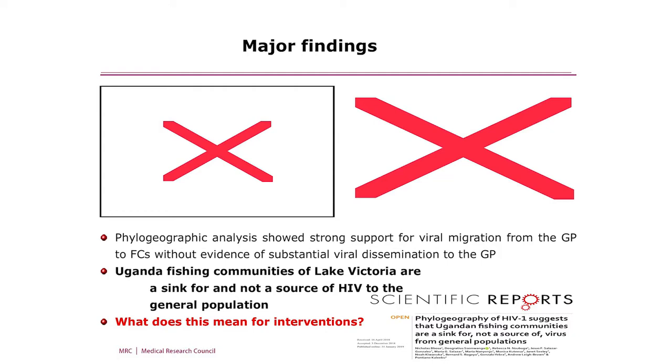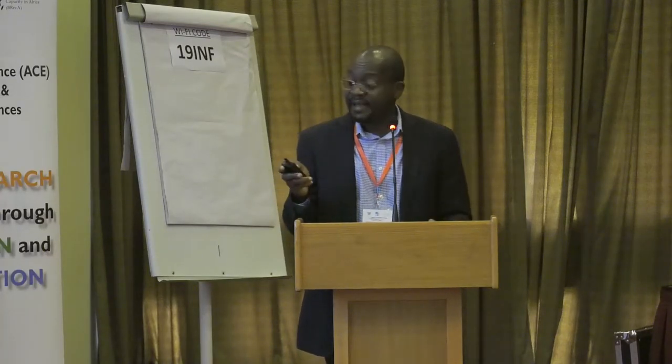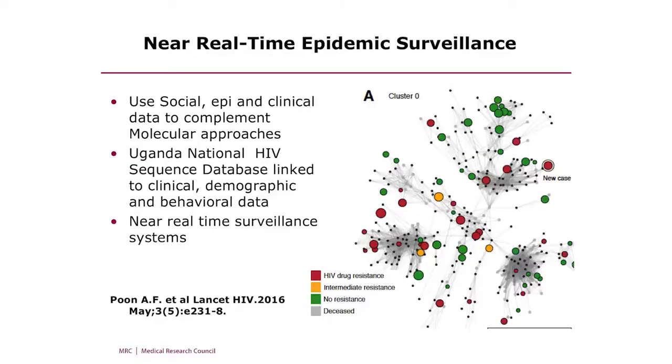Now, we have shared this information with the Ministry of Health. This has implications in as far as public health is concerned. Where do you target your interventions? Do you simply get into the fishing communities? But at the moment, we're seeing that actually it is from the general population, from the mainland into the fishing communities. So again, there's need to refocus where you need to intervene.